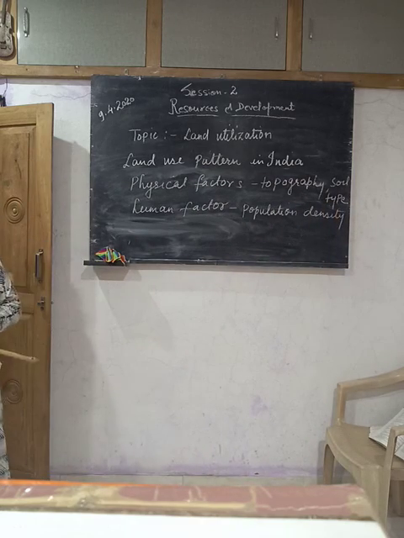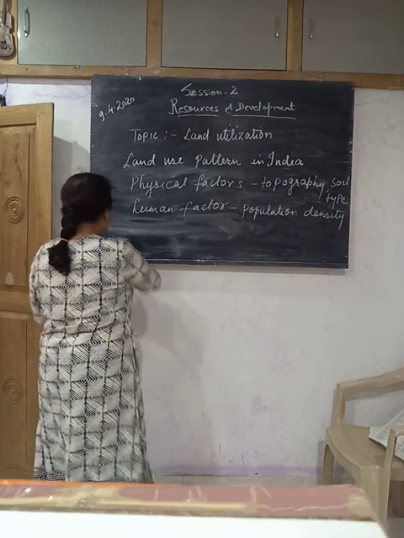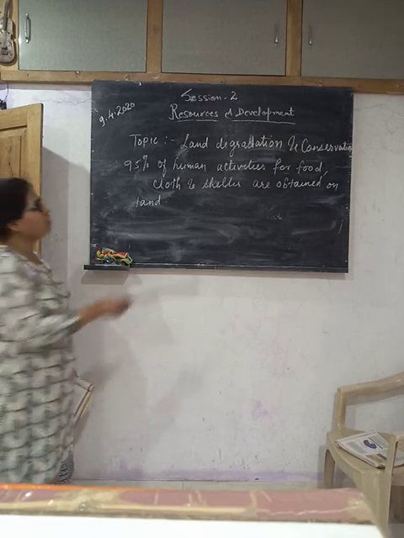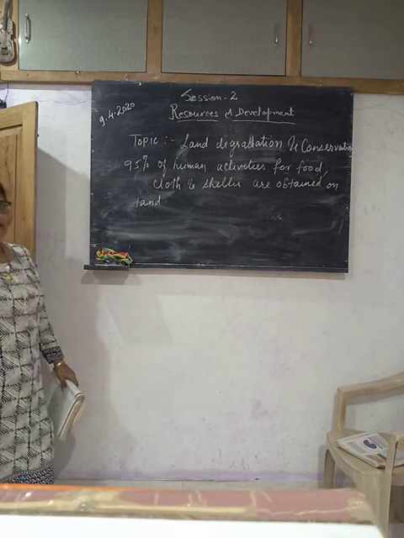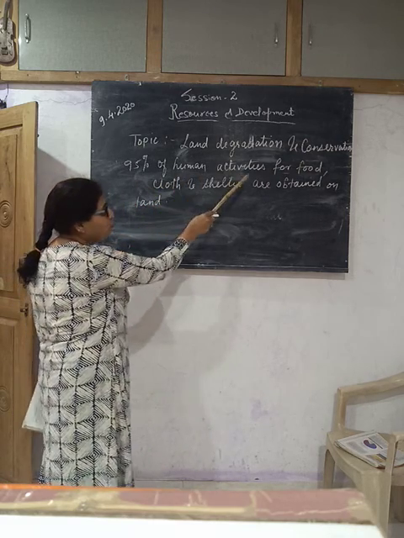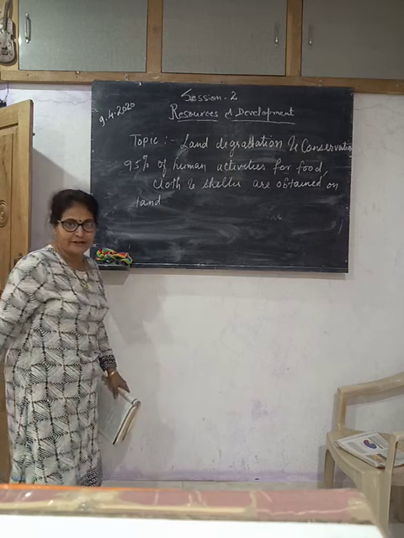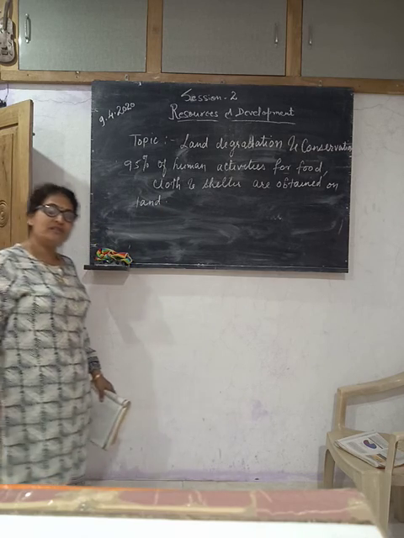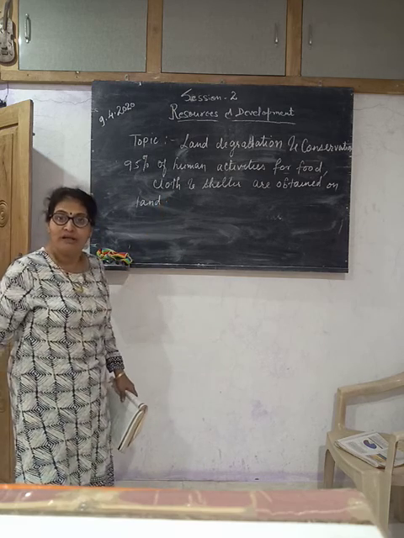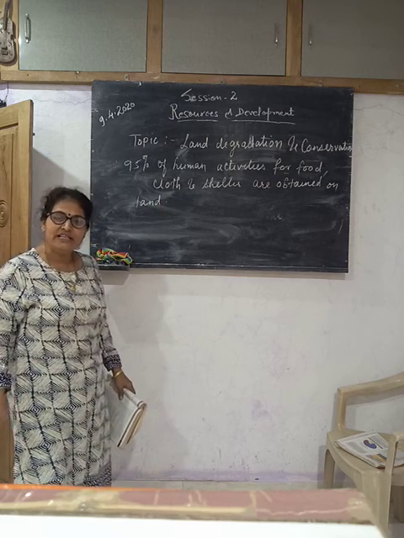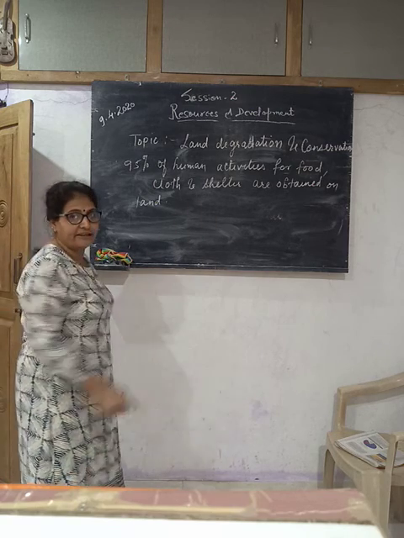Now let's move to our next topic. Our next topic is land degradation and conservation. You know that 95% of human activities for food, cloth and shelter are carried out on land. And it is because of the selfish greed of human beings that this land has been degraded. Now we will see the causes which lead to land degradation.